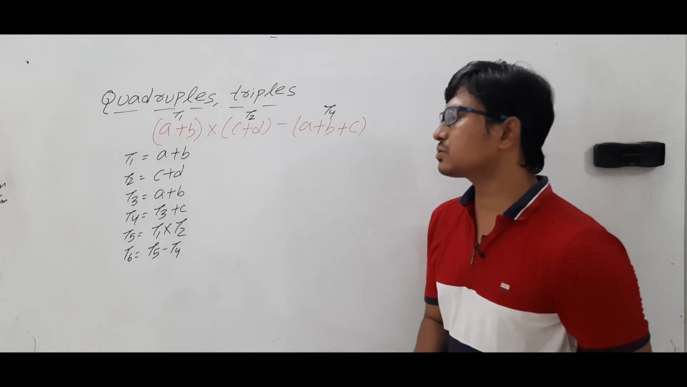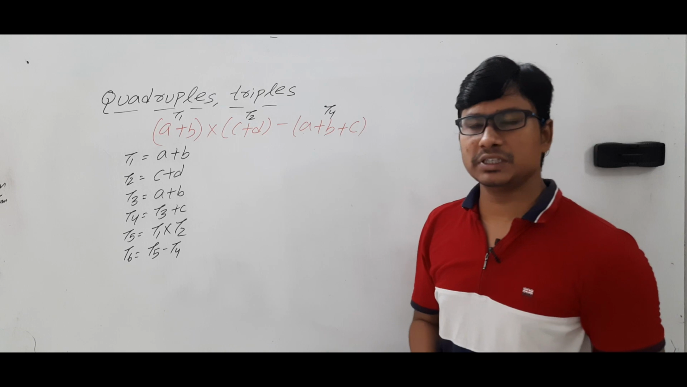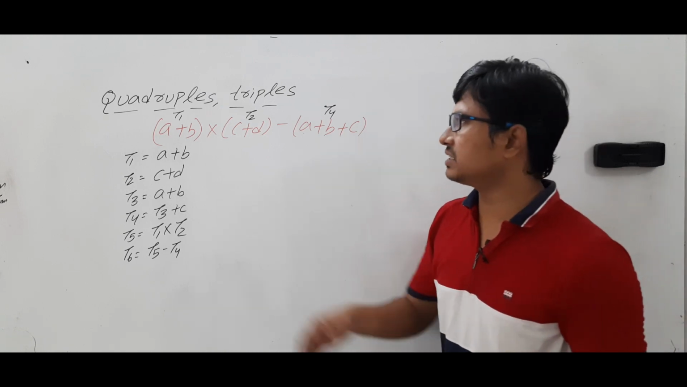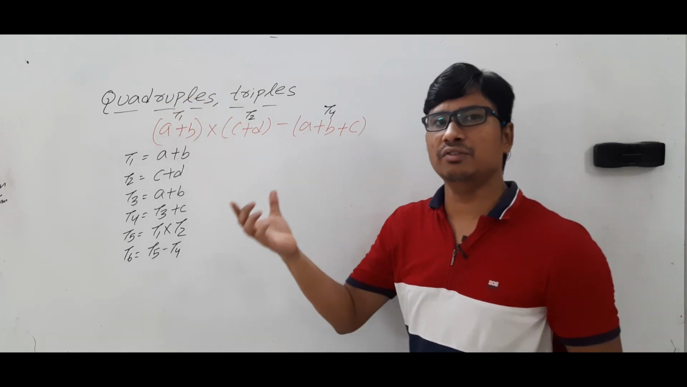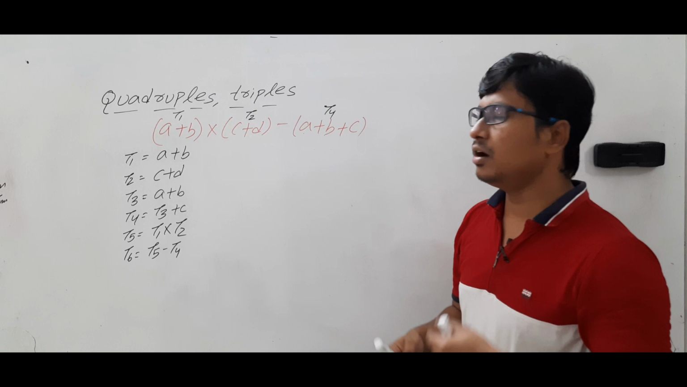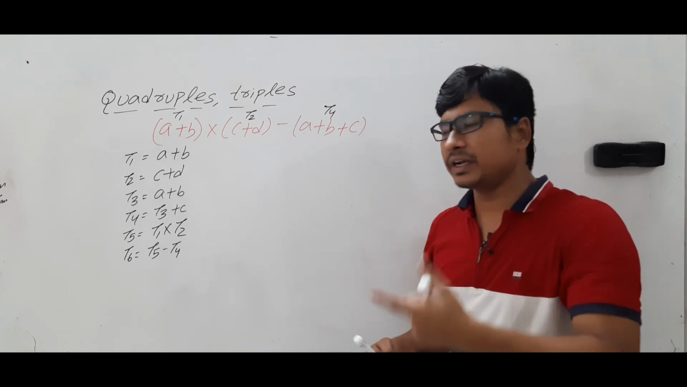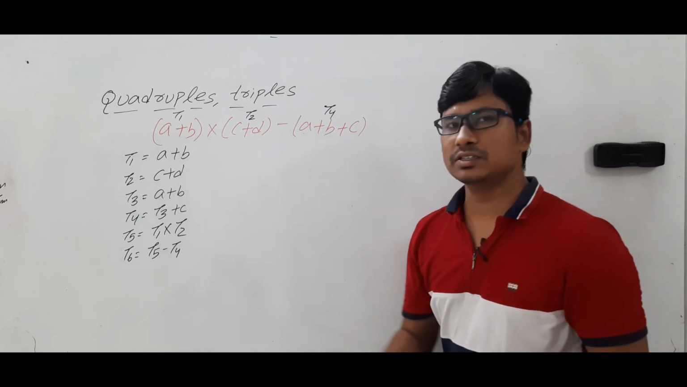Now this 3 address code we will represent in the quadruples, and then in the triples. What is a quadruple? As the name itself suggests, it consists of 4 fields: the operator, 2 source operands, and the destination operand. We will discuss with an example. So let me take this one.